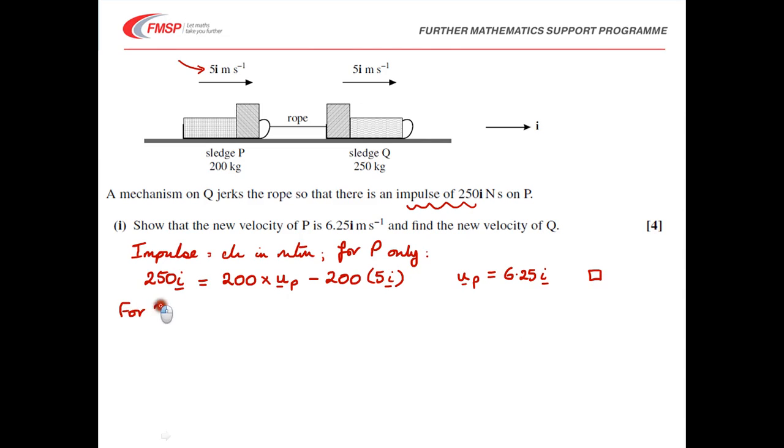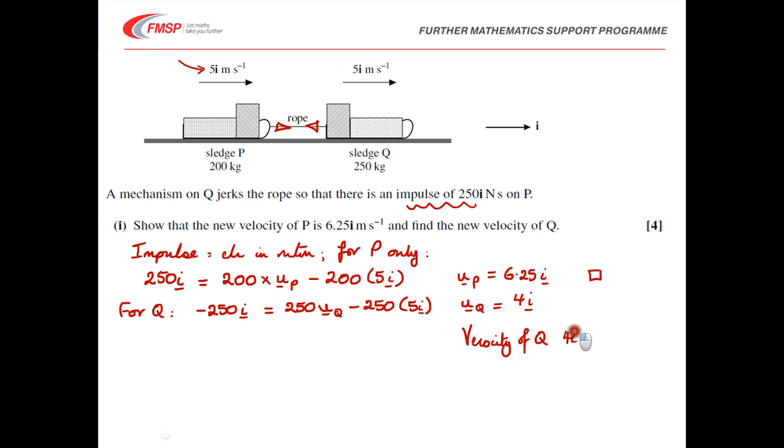We can then do the same type of calculation for Q, but being careful with directions here. P is pulled forward by an impulse acting in the positive i direction. The impulse acting on Q will act in the negative i direction. So the impulse on Q is given by minus 250i. That's going to be equal to final momentum for Q, which is going to be 250, I'm going to call that final velocity UQ, minus 250 times 5i, the initial momentum. Rearranging this gives me UQ is equal to 4i meters per second. So the new velocity of Q after that impulse is applied, 4i meters per second.